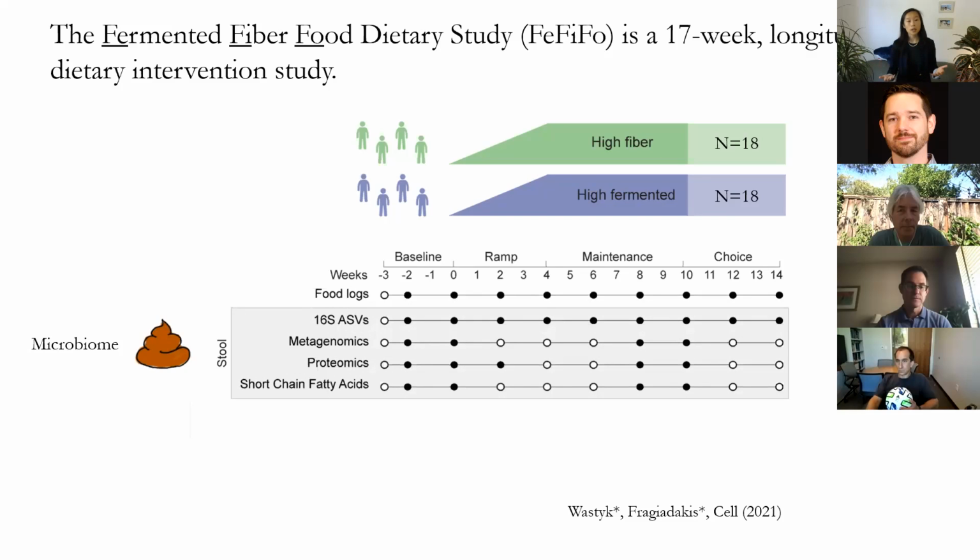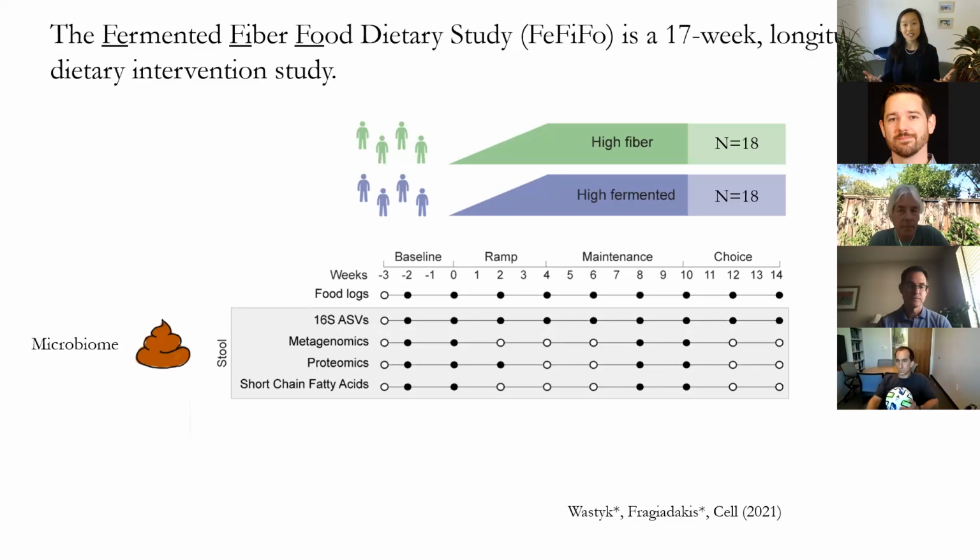We can measure what microbes are there by sequencing the bacterial DNA in your stool. We can look at the products that microbes are making, their proteins or small molecules. This is all through patients' poop samples. As I alluded to before, your poop is a really good snapshot of what's going on in your gut.